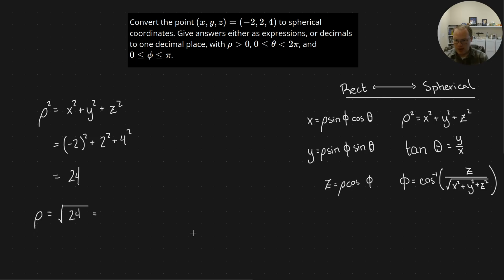And I could tidy that up a little bit. I could pull a 4 out of that, right? 24 is 4 times 6, and the square root of 4 is 2. So I could rewrite this as 2 square roots of 6 if I want to make it nice and tidy. Okay? So, hey, rho's done. One down. Let's handle our trickiest one next. Tangent of theta is equal to y over x.